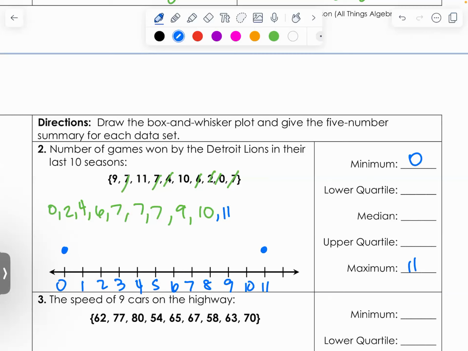How many wins do they have this year? The Lions. The Lions. Stop talking like that.